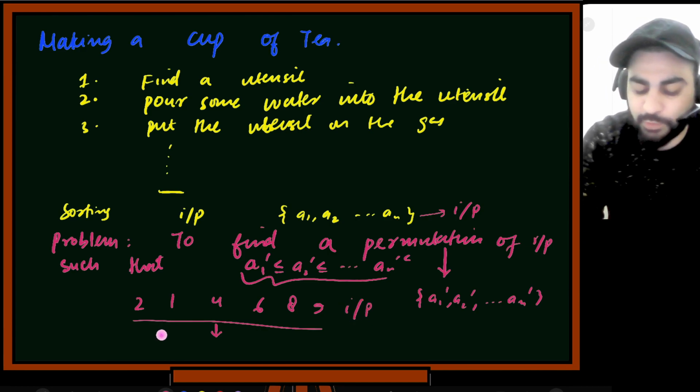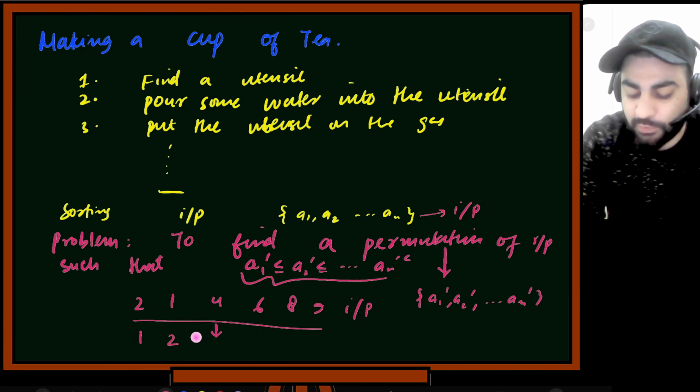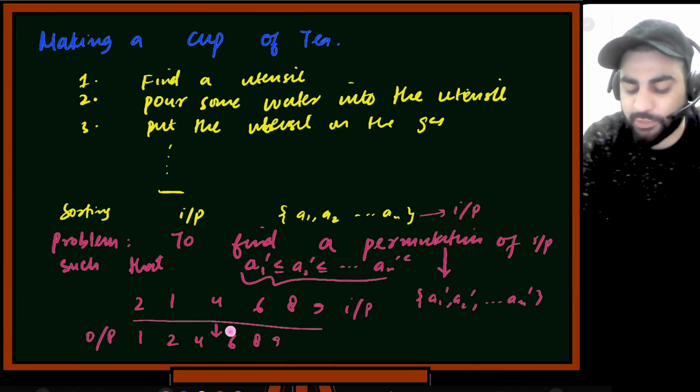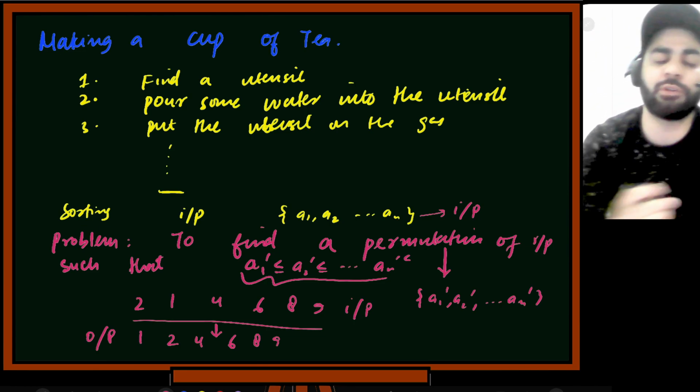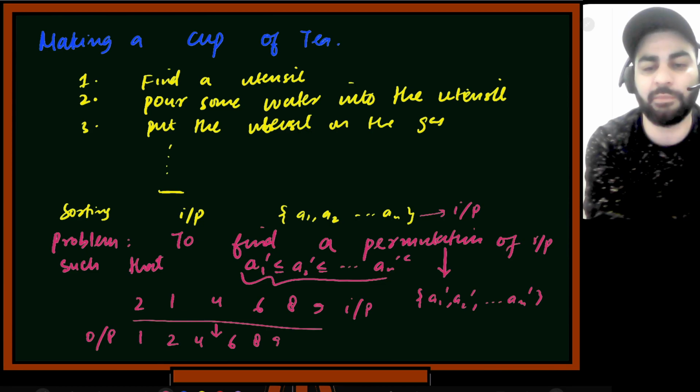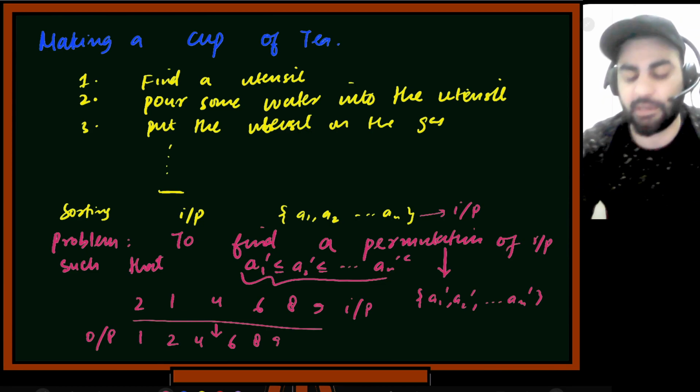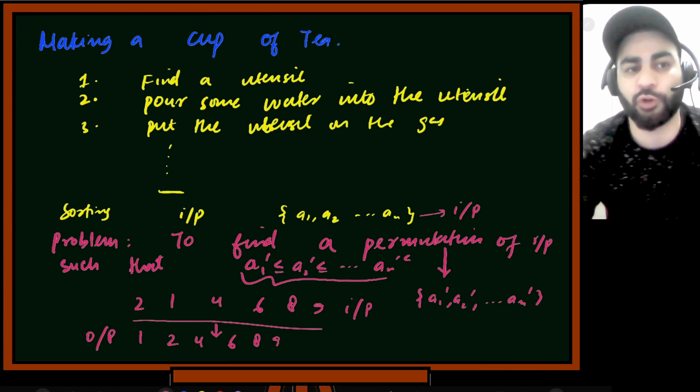So what will be the output? The output will be 1 2 4 6 8 and 9. And whatever the procedure that will do this, it should be a stepwise procedure. The first thing is that it should be able to achieve it in finite time. Okay, it should give me the correct answer as well. So the output should not be incorrect.